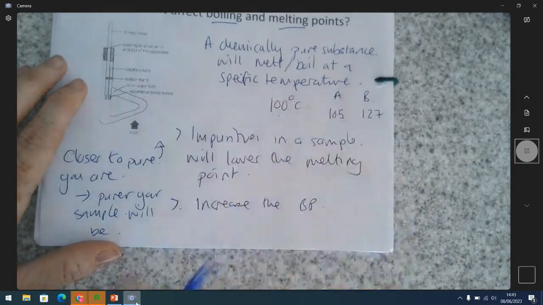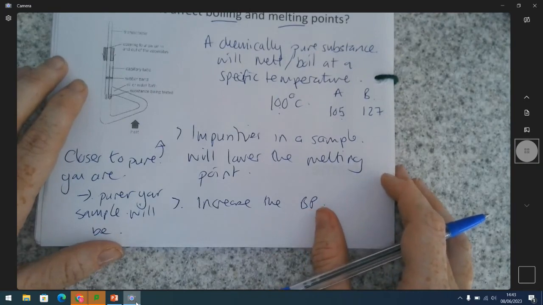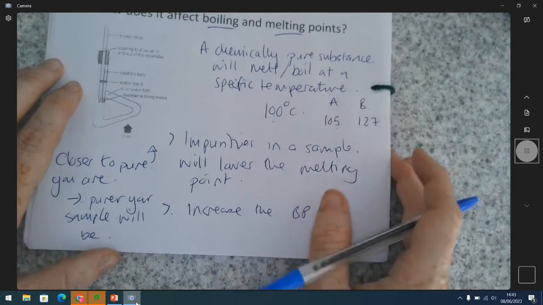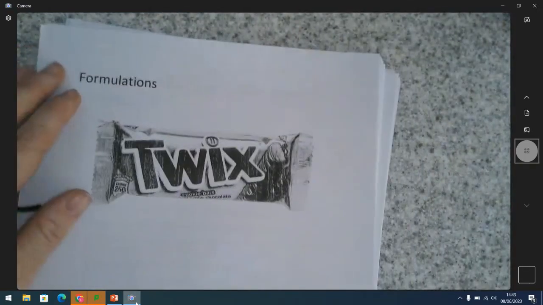Okay, and you might get a data question on that. You might be asked to identify what substances are pure and impure based on things like the boiling point. So just be mindful to know how that affects boiling and melting points.